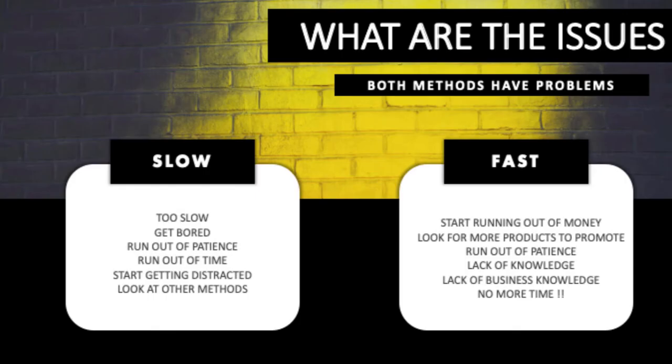Now, the fast way, you start running out of money because you're using paid traffic. And again, you need to optimize these adverts, right? You look for more and more products to promote because you're not making that much of a profit on one product, so you think, right, I'm going to start spreading myself out here and start promoting this, this, and this. And if I signed up to your list, for instance, and you promoted me one product, and then the next week you promote me something else, and then the next week you promote me something else.